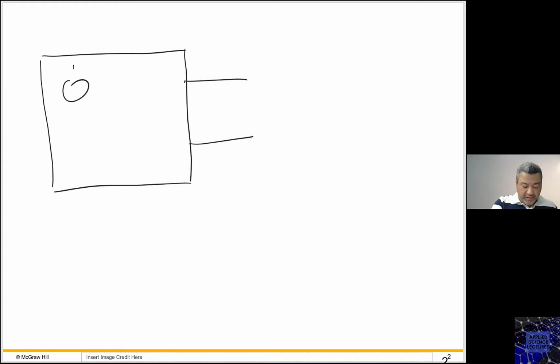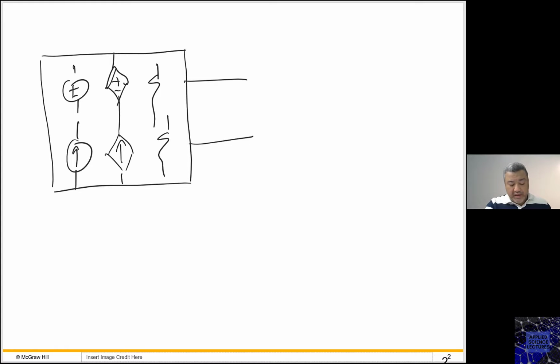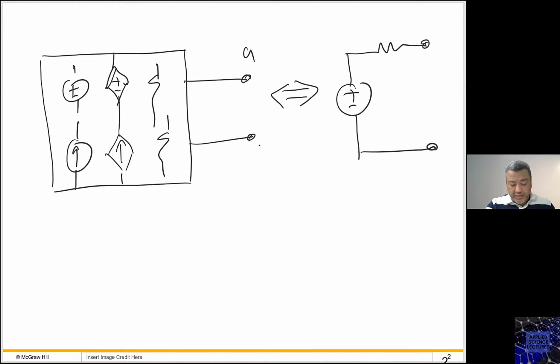So if this is my linear two-terminal circuit, where I have voltage sources, current sources, dependent sources, several types, and resistors, I can find an equivalent circuit to this complex circuit made of several components, that is as simple as an independent voltage source connected in series with a resistance that I'm calling R Thevenin, and this is V Thevenin. So this is what Thevenin's theorem says.